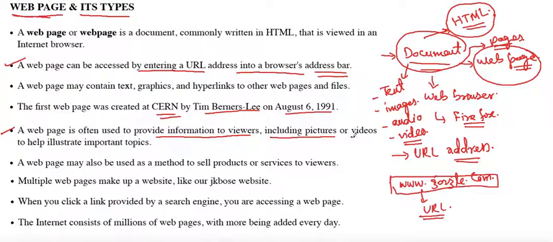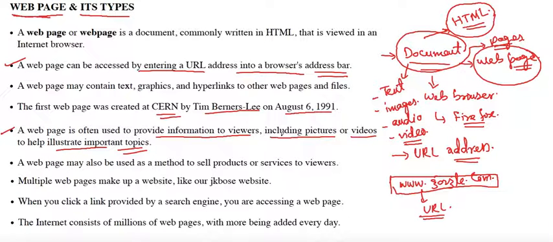Web pages can include pictures and videos, and help illustrate important topics. For example, if I want to study some important topic, I can go to a web page where all the information will be explained. I can go to tutorialspoint.com, or Byju's, or other web pages where that information is written in an interactive manner.